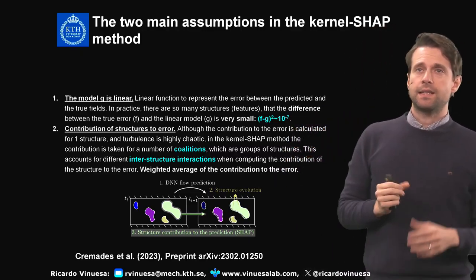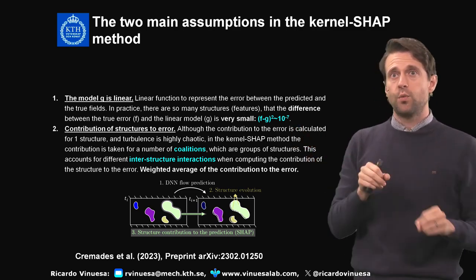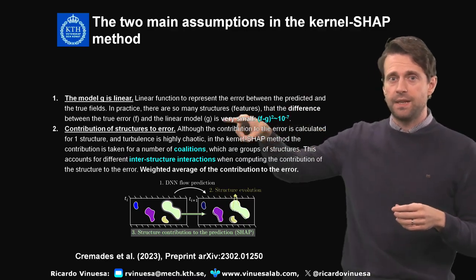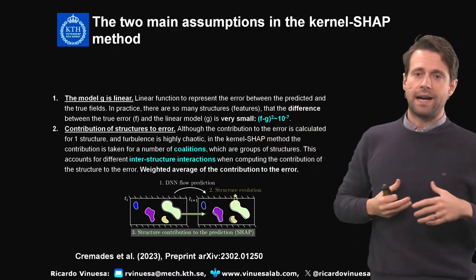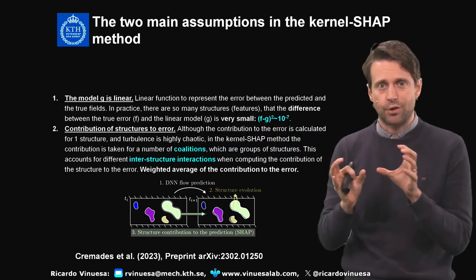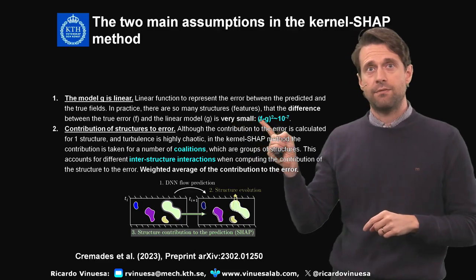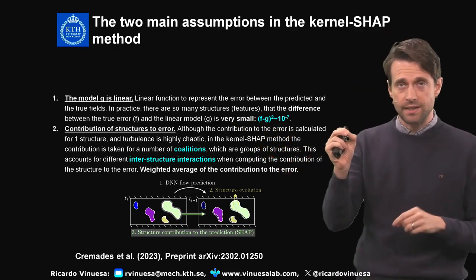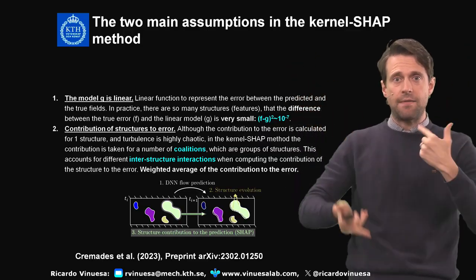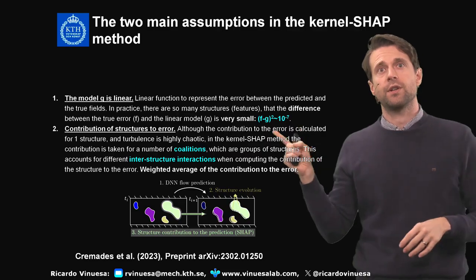What does that mean? That means that to model the error between the neural network and the ground truth, we are using basically a linear superposition of all the structures in our flow. Now, of course, we have a highly chaotic turbulent channel, and we're trying to represent that error in a linear function. Well, the point is that the difference (f minus g) squared, so basically the difference between the true error between the neural network and the truth, and the linear model for that error, is on the order of 10 to the minus 7.